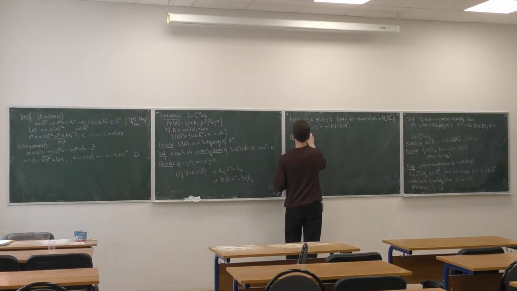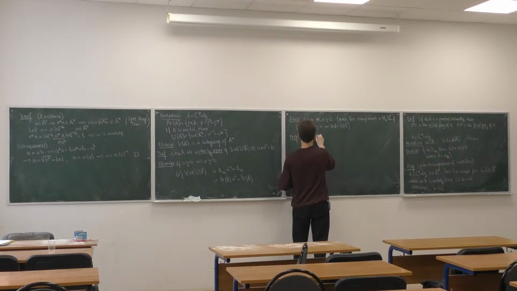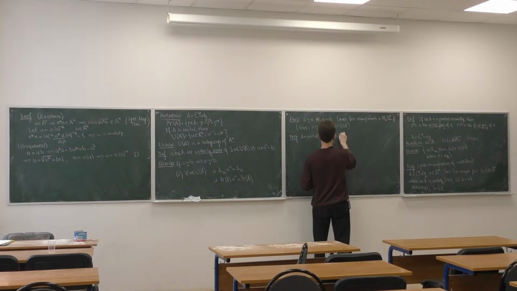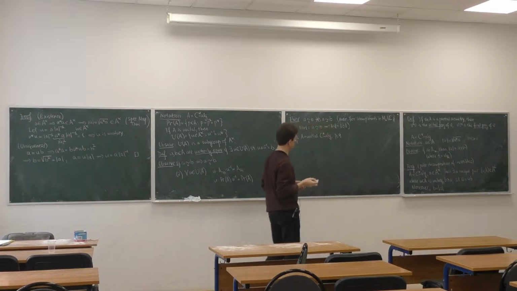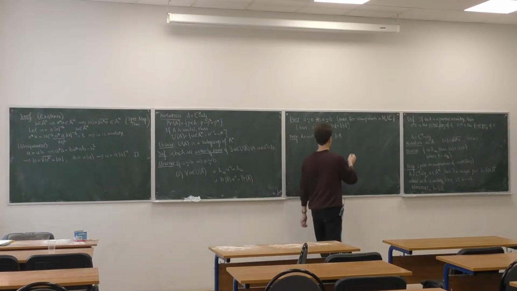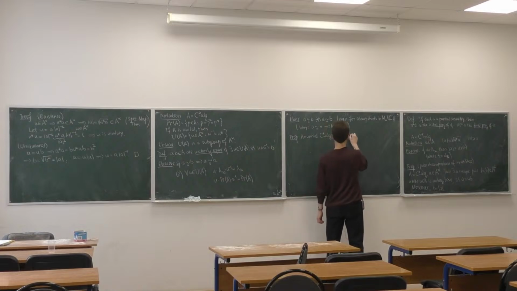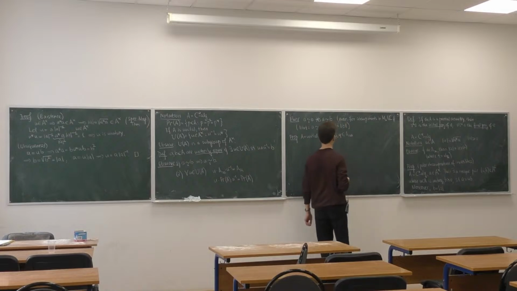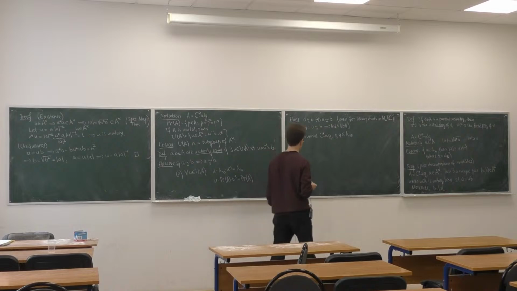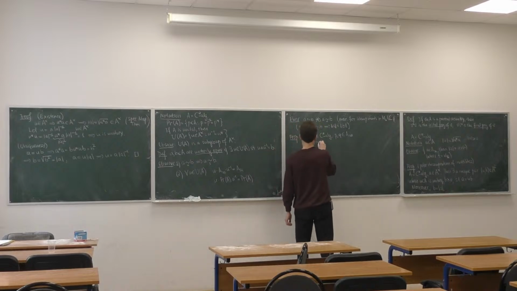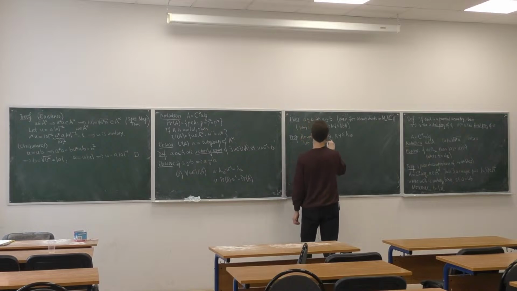Suppose that A is a unital C-star algebra, and P and Q are two projections. Actually, we can consider any two self-adjoint elements. We are mostly interested in projections, but the result is true for any two self-adjoint elements. So I claim that they are similar if and only if they are unitarily equivalent.